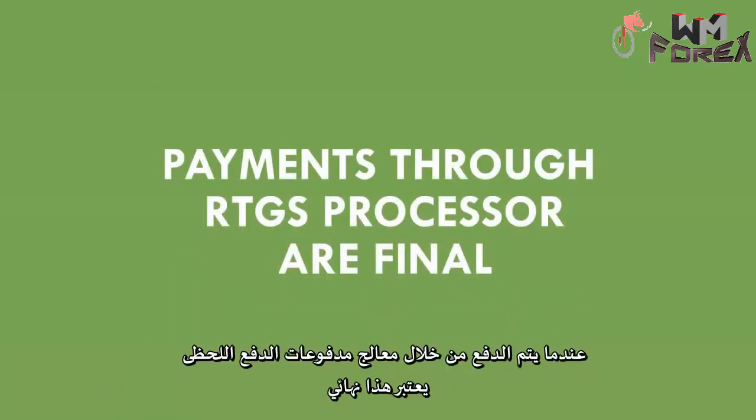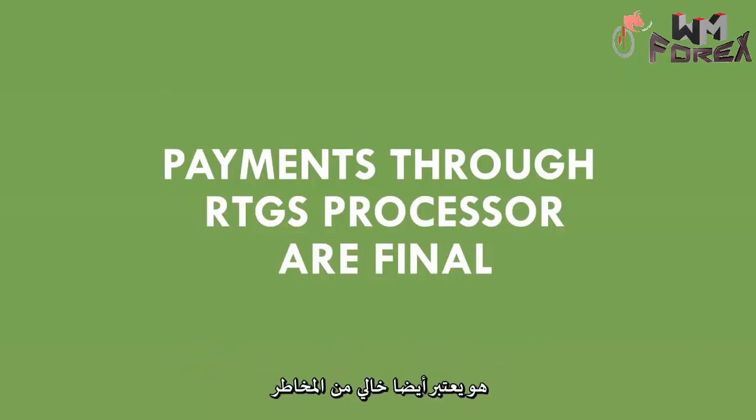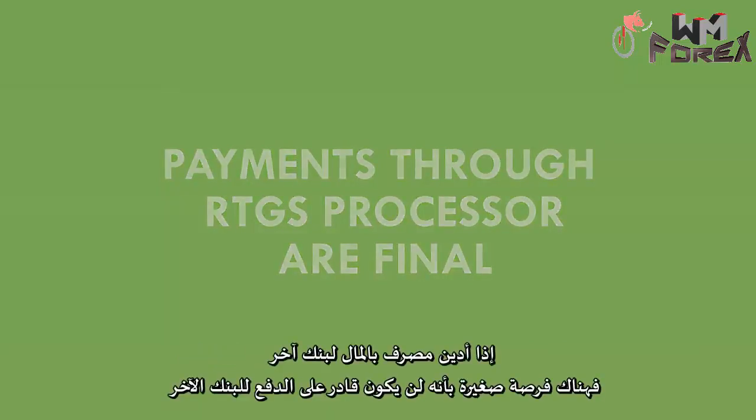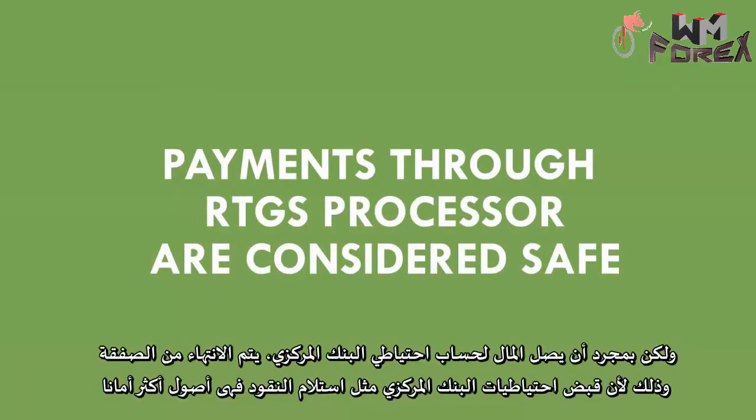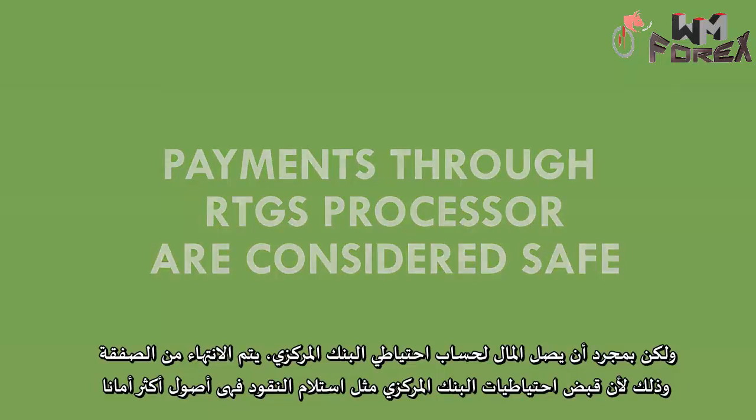When a payment is put through the RTGS processor, it's considered to be final. It's also considered to be risk-free. If one bank owes money to another bank, there's always a small chance that it won't be able to pay the other bank. But once the money's arrived in the central bank reserve account, then the deal is finished, because holding central bank reserves is just like holding cash. It's the safest asset you can have.